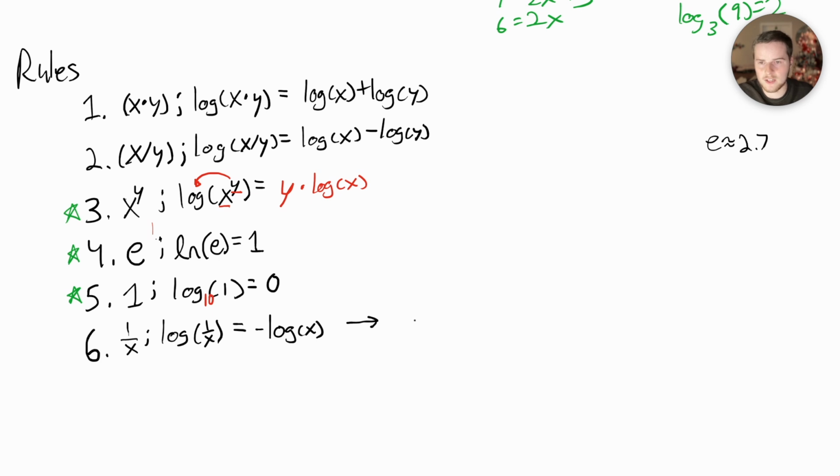We know from our facts up above that when you take the log of a fraction, you're going to take the log of that first part, which for this would be log of 1, and subtract it by the log of the denominator, which is log of x.